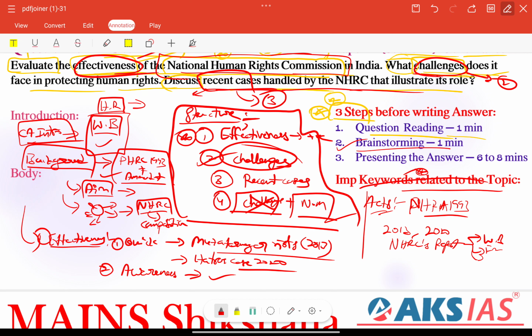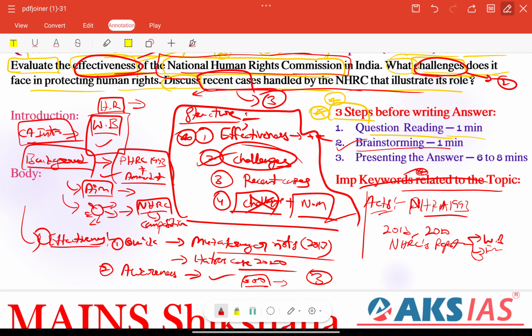That is also very important. For example, according to NHRC's 2022 annual report, over 600 awareness programs were conducted nationwide, very much focusing on marginalized communities, right? So this is very important.